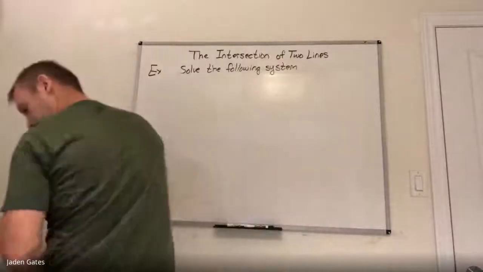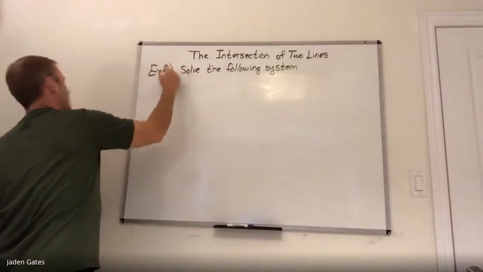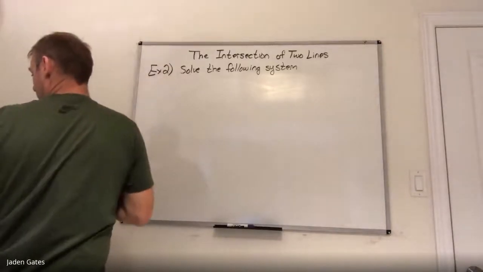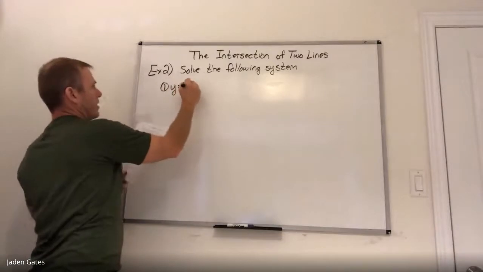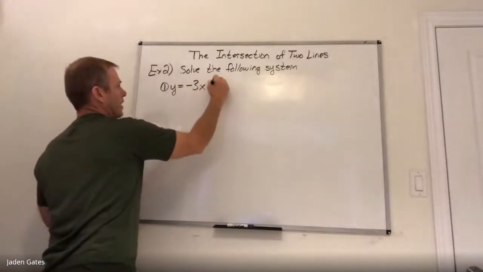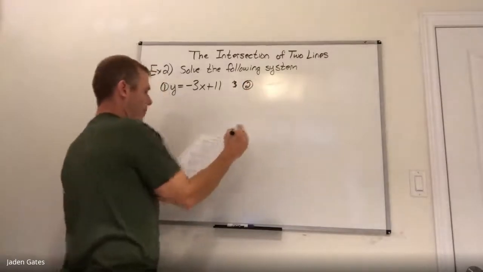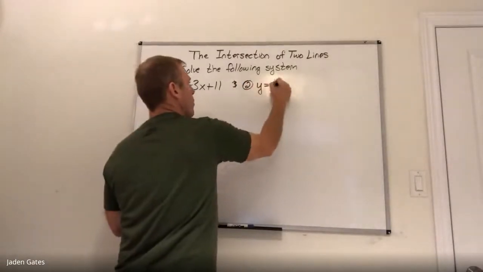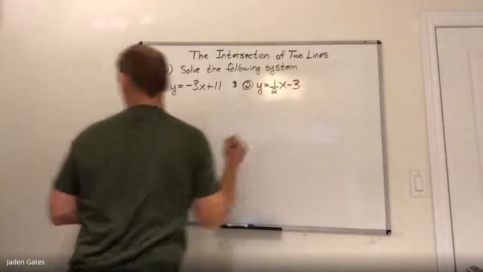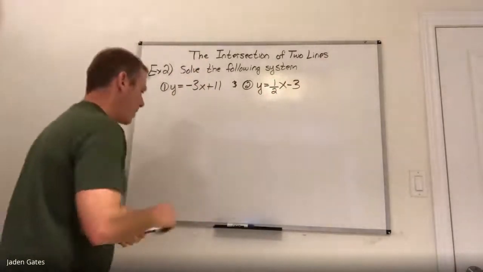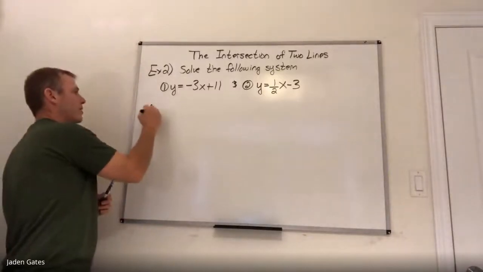All right, so example 2. I got two more lines here. I got y number 1 here. I got y equals negative 3x plus 11. And my second line that I'm talking about here, I'll throw a fraction here. We got y equals 1/2 x minus 3. There we go. All right, so this is something we've already done, great thing about this is always the same.